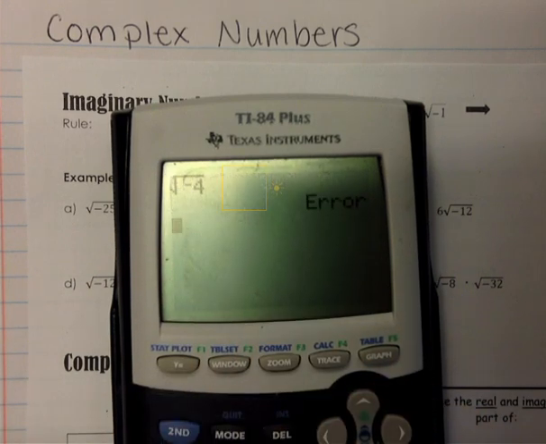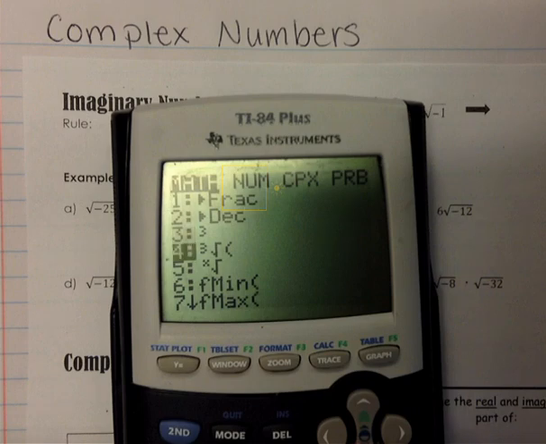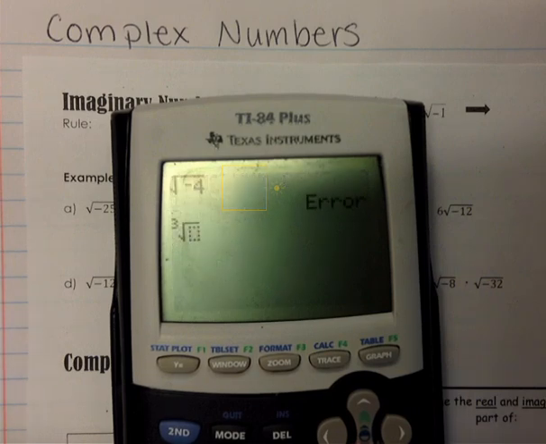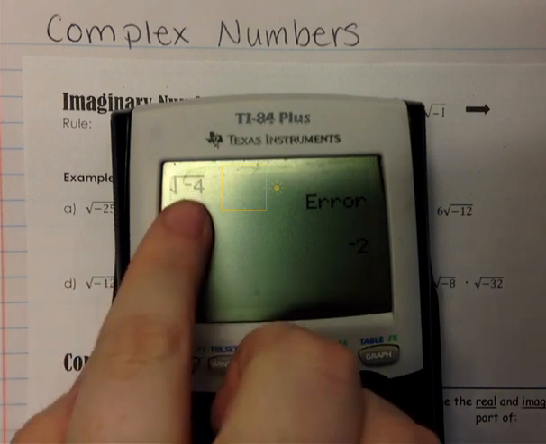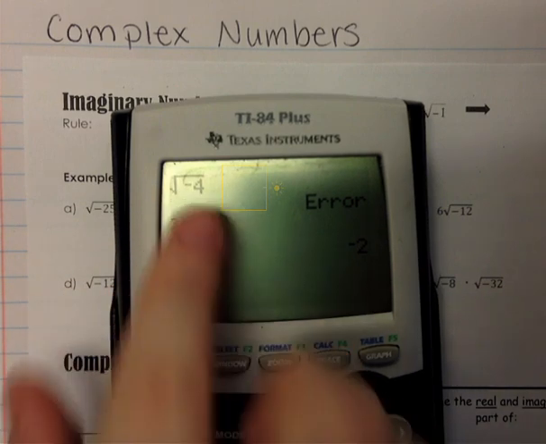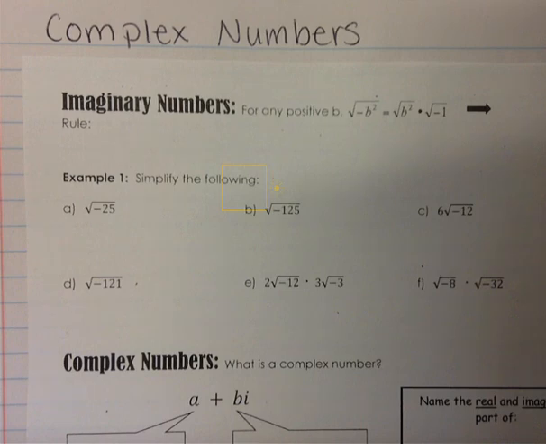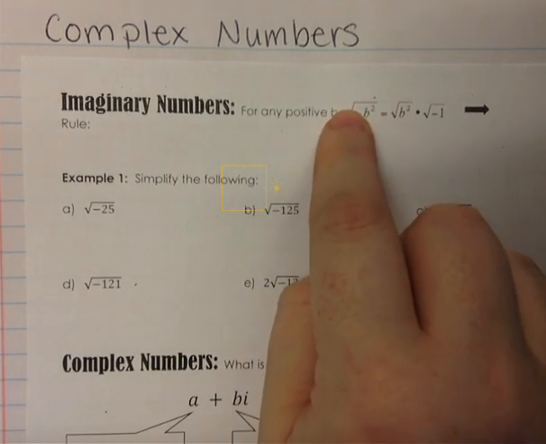I can take, so if I go to math, if I take the cube root of, let's see, 8 is a perfect cube, so if I take the cube root of negative 8, I can do that. But I cannot take the square root of a negative value. So this is really important to make sure you're careful about what you're dealing with.